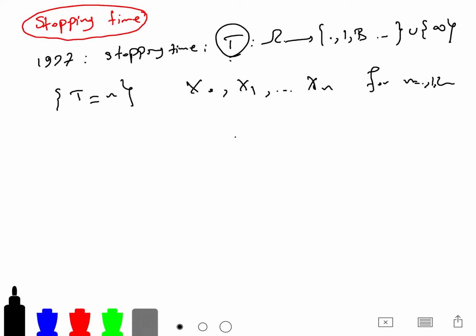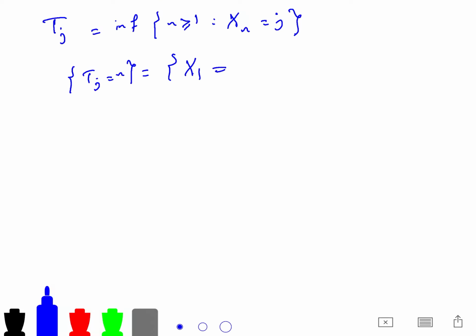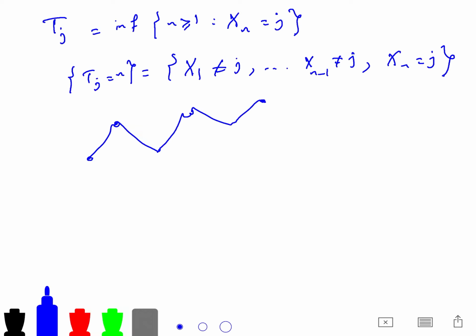For example, the first passage time, the first hitting time T_j, is the infimum of times that your state reaches J. So this is a stopping time, because T_j equal to n means that X_1 is not J, X_2 is not J, X_{n-1} is not J, but X_n becomes J. So we just need to know the process until time T.